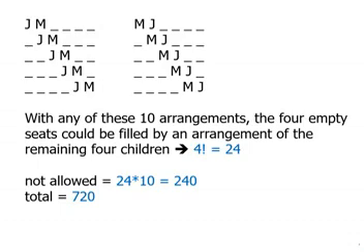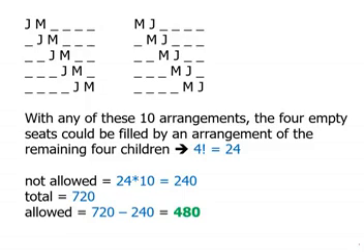Well, we know the total number is 720, so now we can simply subtract. The allowed arrangements should be the total number of orders, 720, minus the 240 that are not allowed. And that gives us 480, and indeed that's the correct answer. That is the number of arrangements that obey this restriction, the number of arrangements in which Jackie and Marilyn are not seated next to each other.